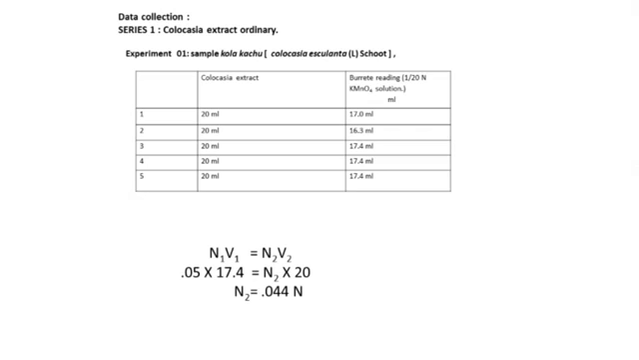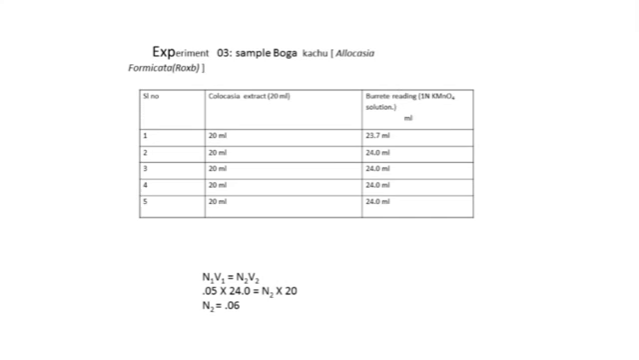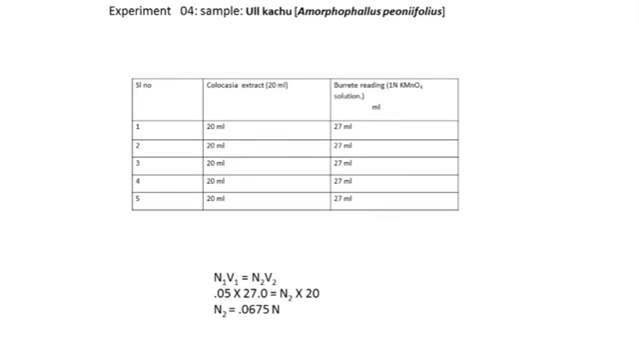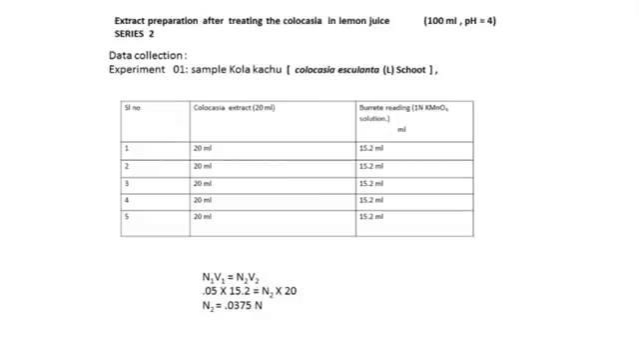This is the data collection we have done, the colocasia extract, the ordinary one. I have used this formula from chemistry, and the normality was calculated. The samples are: Dutkosu, Xanthosoma sagittifolium; Bogakosu, Alocasia formicata; Olkosu, Amorphophallus paeoniifolius; Borkosu, Alocasia macrorrhizos. Then with lemon juice treatment, for all 5 samples, the concentration is reducing.